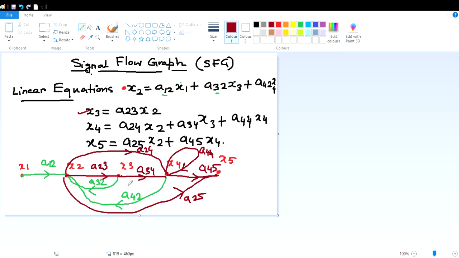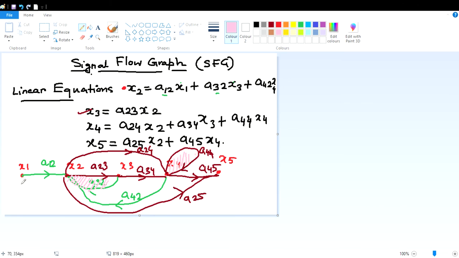Similarly, if I go for A32, this is the signal in the opposite direction of the source node to sink node. So these are basically feedback paths. A32 is the gain of a feedback path. Similarly, A42 is also the gain of a feedback path. And A23 and A32 constitute a loop gain. These two form a closed loop. Similarly, A23, A34 and A42 compose another closed loop. And A44 is making a self loop.